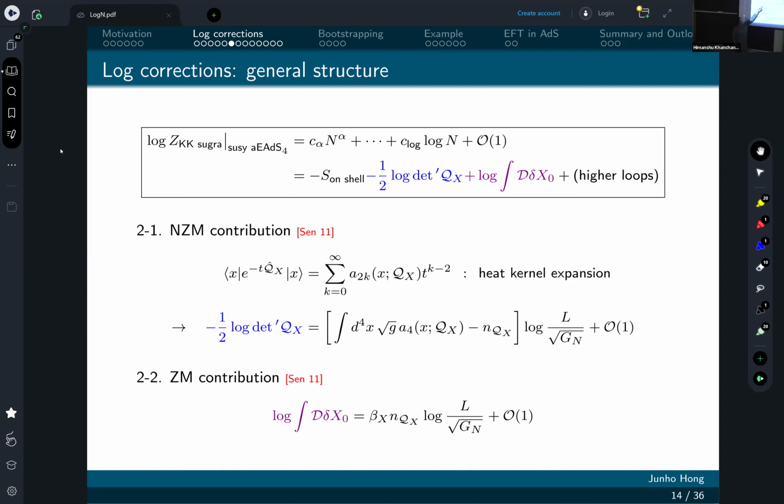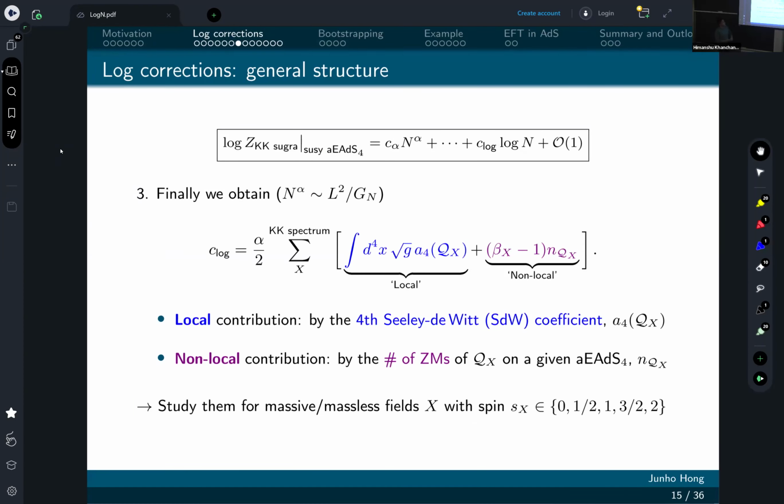So put these two results back into the above expression and doing some massage, we arrive at this. The C log coefficient for the log N term can be split into two parts. Local part, fully controlled by the A4 Seeley-DeWitt coefficient, and non-local part, fully controlled by the number of zero modes of a given kinetic operator. So if you're interested in the log coefficient from the gravity side, you compute this local contribution A4 for a given field X, the non-local contribution N_Q for a given field X, sum them, and you sum it over the entire fields in your Kaluza-Klein spectrum according to this expression.